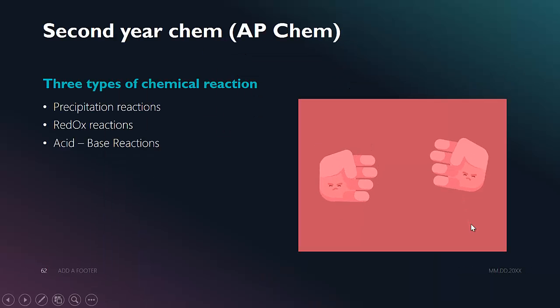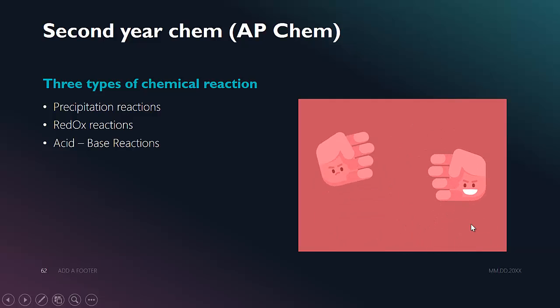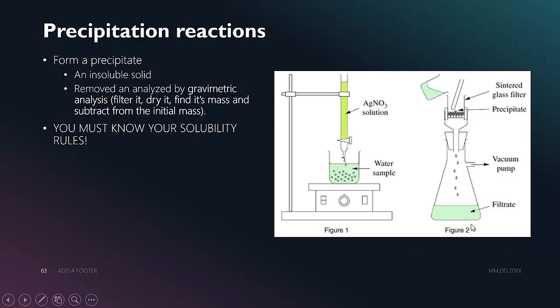In AP chemistry, we talk about just 3 types of reactions: precipitation reactions, redox reactions, and acid-base reactions. Precipitation reactions is what we've talked about at the beginning of this unit. So you have to know your solubility rules. And when a salt is insoluble, you can filter it and dry it in order to determine how much stuff is present. So precipitation reactions are your first one to know.